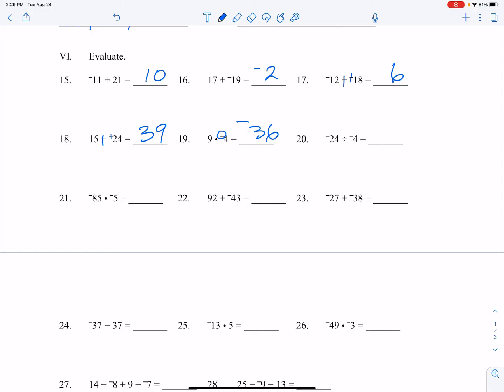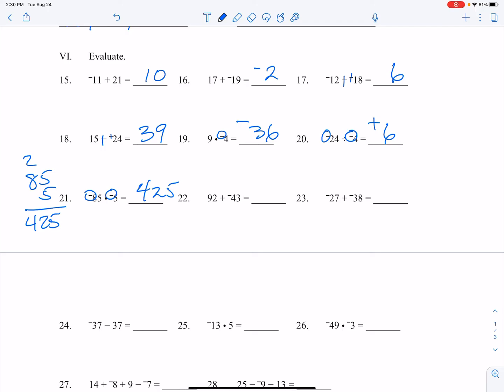Negative 24 divided by negative 4. Well, we divide. 24 divided by 4 gives you 6. How many negatives do you see? 1, 2. So my answer is positive 6. And no, you don't have to have the positive sign. Number 21, negative 85 times negative 5. So this is one that you may need to actually go over to the side and multiply. So you get 5 times 5 is 25. 5 times 8 is 40. 41, 42. Okay, so you end up with 425. And you've got 1 negative, 2 negatives. So my answer is positive.